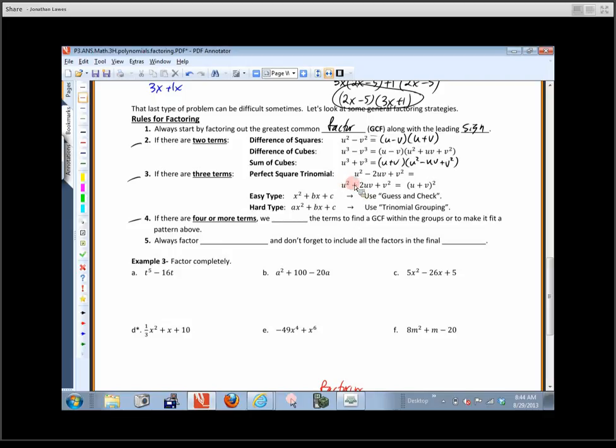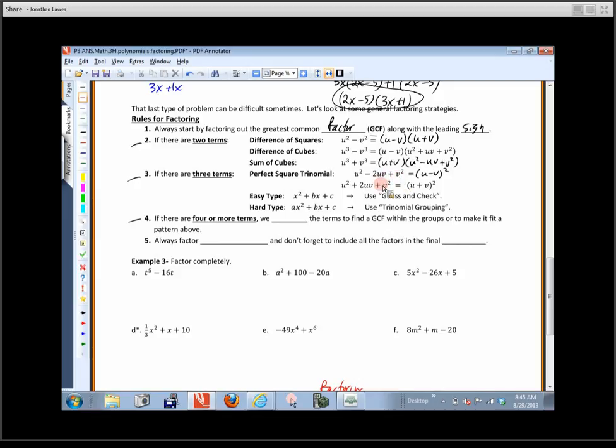Okay, so those are the only 3 ways that we're going to use to factor 2 terms. If it has 3 terms, it might be a perfect square trinomial. If it is, there's the formula for if it's a plus in the middle. What's the only difference between the formula if it's a minus in the middle? u minus v. Again, perfect square here of u, perfect square here of v. Multiply u and v together and double it. That's got to be the middle term, either with a plus or a minus.